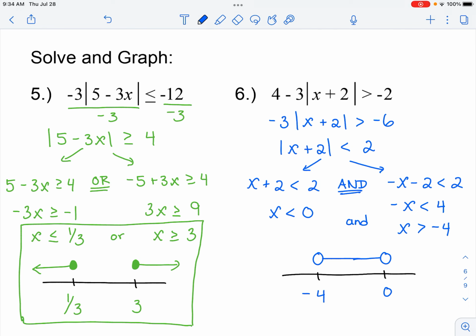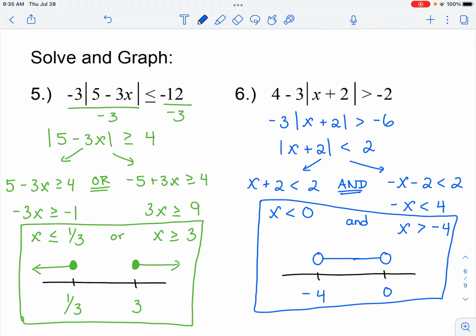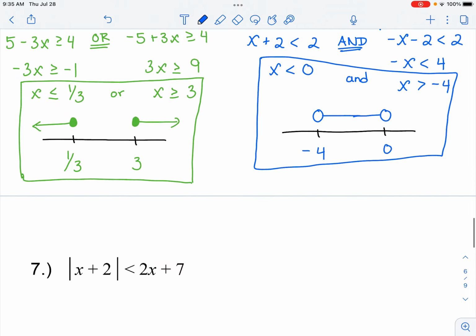So it's going to be the overlapping situation. Really what's happening here is I'm going all the way this way and all the way that way. So in the middle is where they're overlapping. So this would be my final answer if this were a test problem. The nice thing about absolute value inequalities is that you don't have to check your answer like you had to do with the actual equations. Let's go through one more problem like this together.